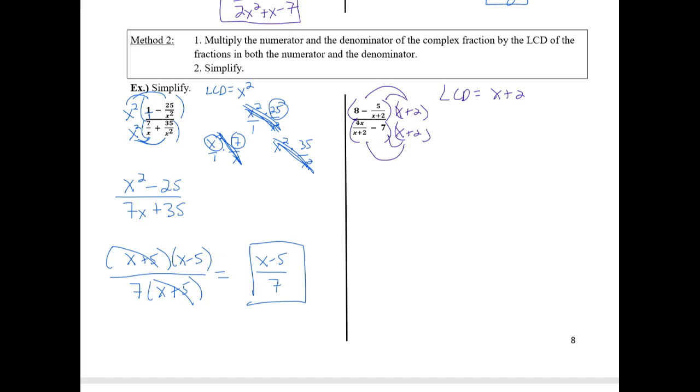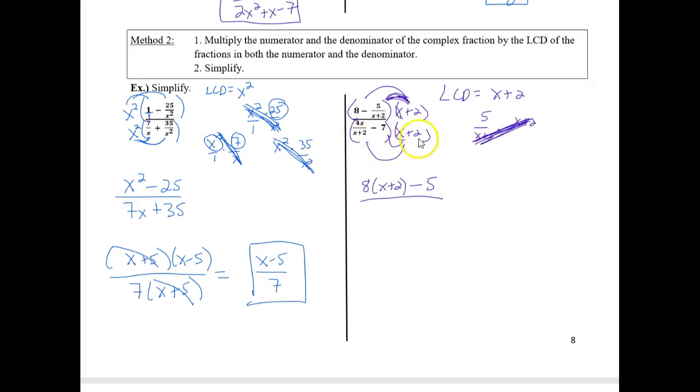So in the numerator, I would have 8 times x plus 2, and then the 5 over x plus 2 times the x plus 2 will divide out, and we would be left with just the 5. Alright, so that was this one here: 5 over x plus 2 times the x plus 2. The whole reason we multiply by that LCD is the denominators divide out.